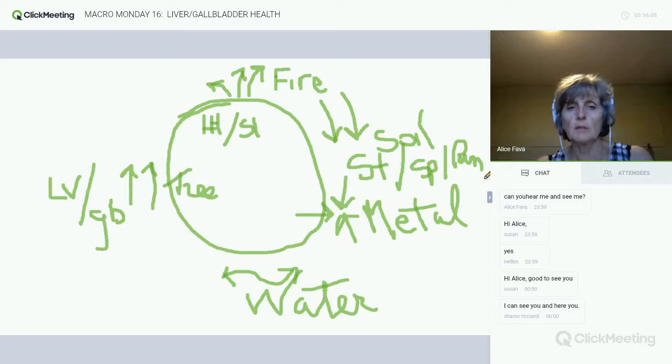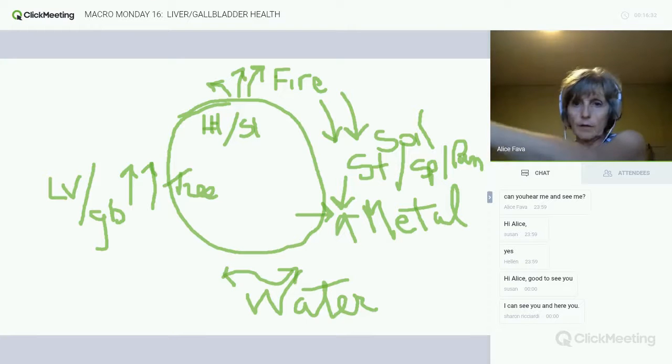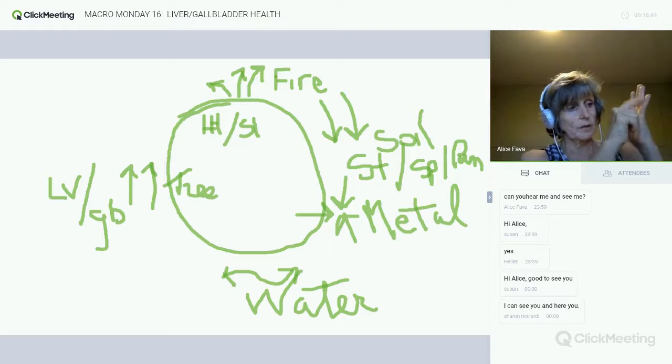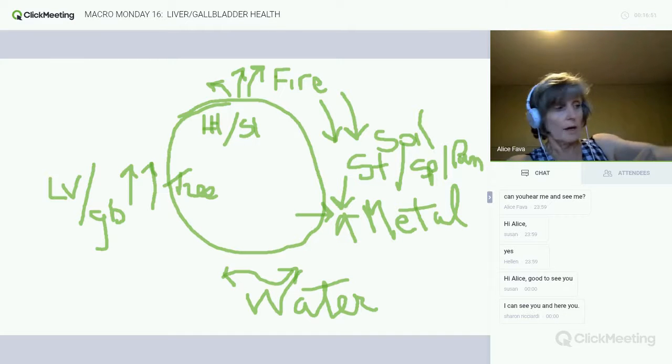Well, let me just tell you where the heart and small intestine meridians are located. The heart and small intestine meridians are located on the underside of the back of the arms. The small intestine meridian is on the upper part of the baby finger, so it runs along the outside of your arm, up around your elbow, and up into the back of your shoulder blades. And the heart runs on the inside of the baby finger, and it goes from your chest down the underside of your arm. Okay, like this.